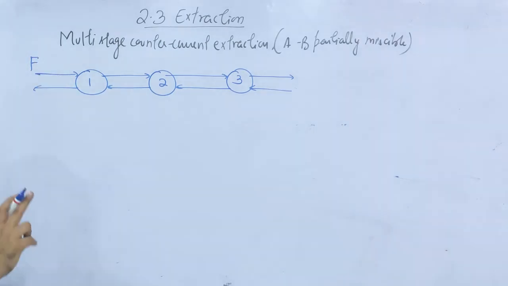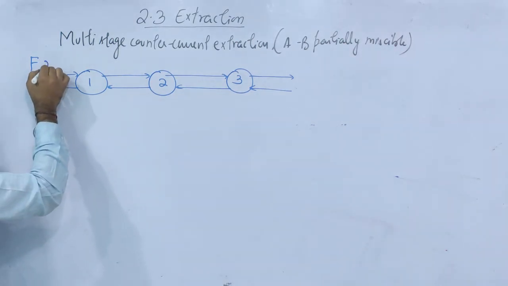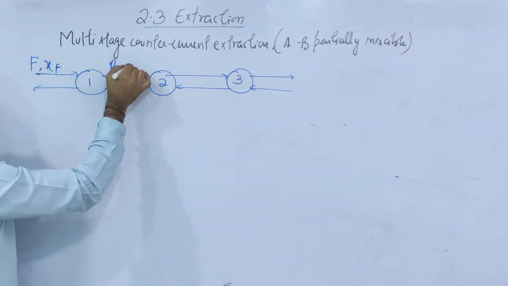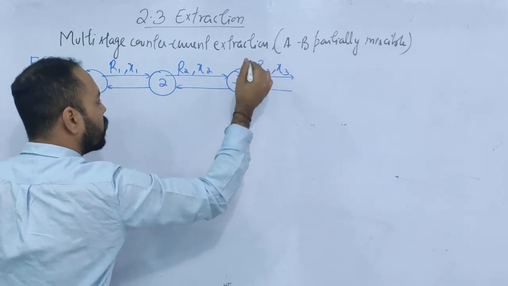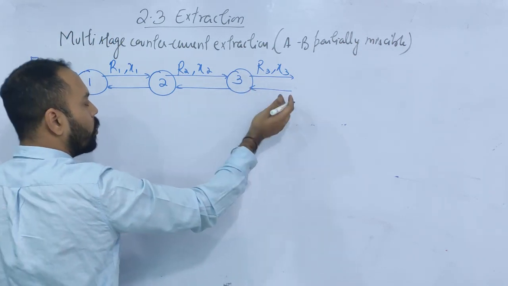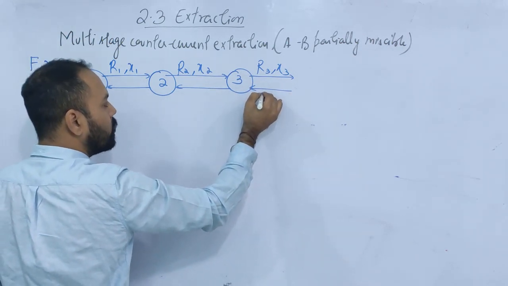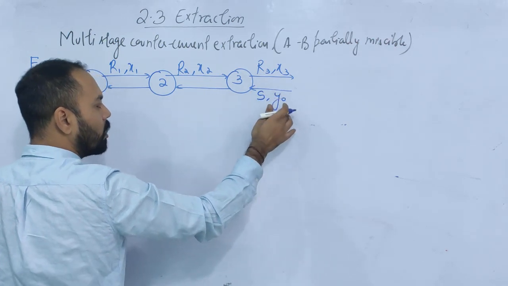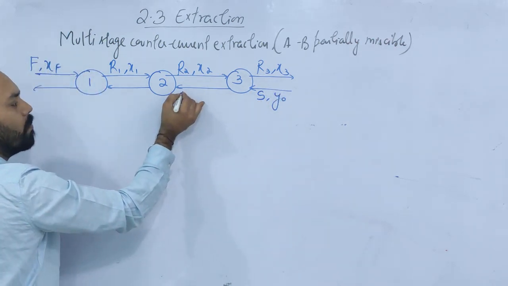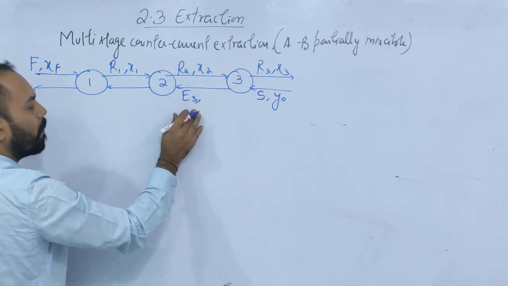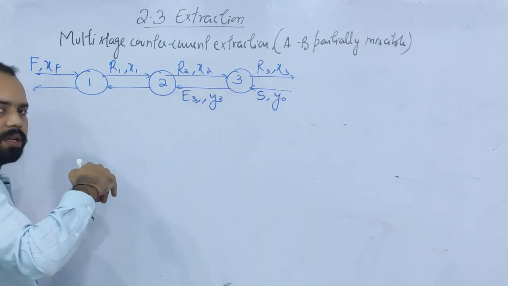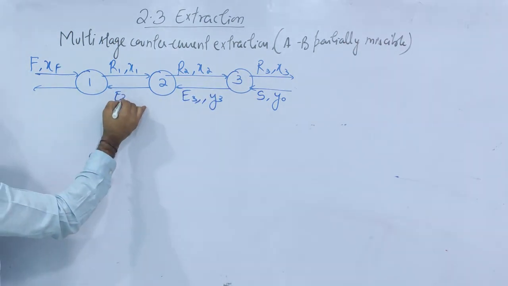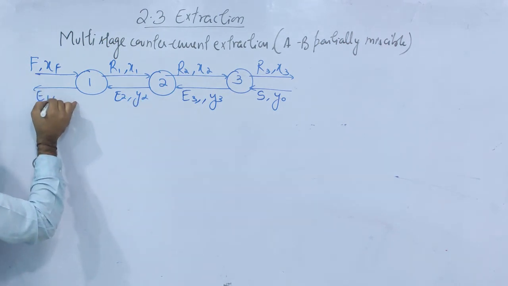Now please note, I'm not going to use Rs and capital X here, right? Mass ratios won't be used. So this is F, XF, R1, X1, R2, X2, R3, X3. You can call this the solvent S, and composition Y0 can be Ys as well. This is E3, and Y3, because it is coming out from stage 3, so I should write Y3. This is E2, Y2 and E1, Y1.